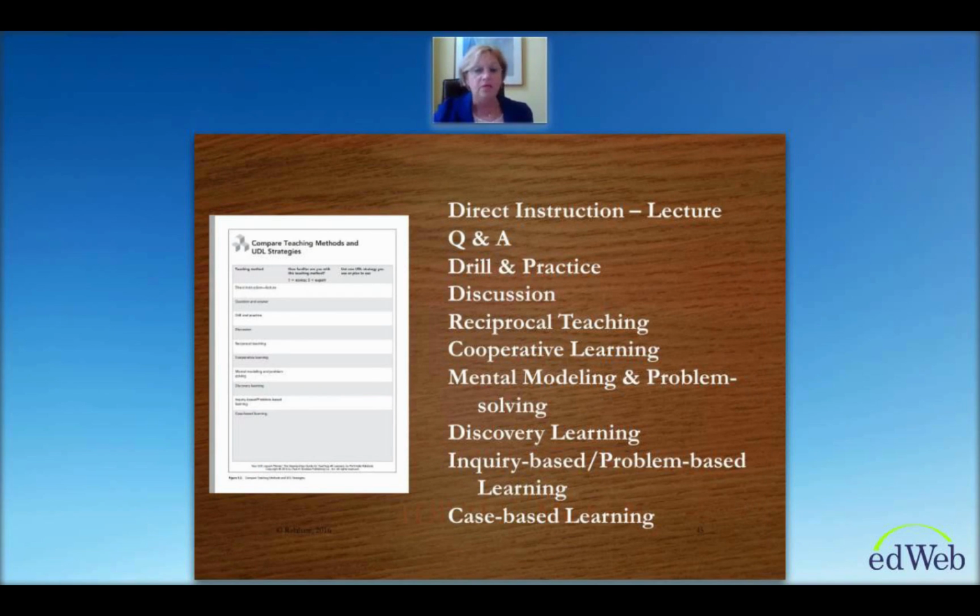Here are 10 of the top teaching methods used in the United States. Most of these you're familiar with, I'm sure. I'm sure you're going to start to write in the chat, "Oh, I love reciprocal teaching," or whatever it is. These teaching methods are favorites among teachers, and all of them are ones that you can infuse UDL strategies into.